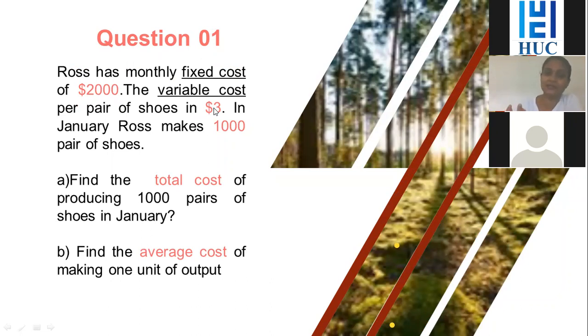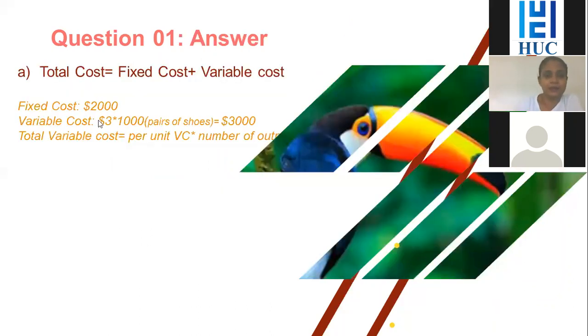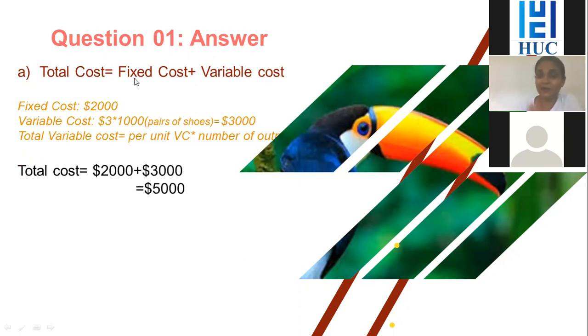So how can we find this? We can find it by multiplying the per unit variable cost by the number of shoes. හදපු shoes ගානින් වැඩි කරා නම් හරි. So $3 per unit variable cost into 1,000 pairs of shoes gives $3,000. Then $2,000 plus $3,000, and we have the answer: $5,000. This is my answer. And here you learn a new equation again, how to find total variable cost. Then we have the equations.